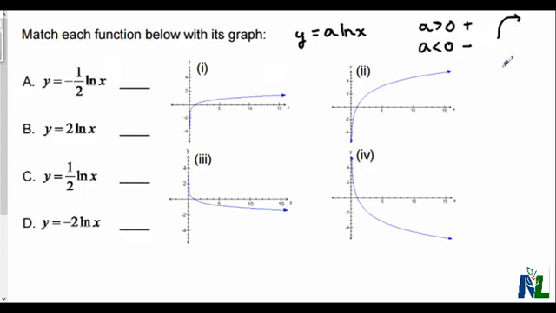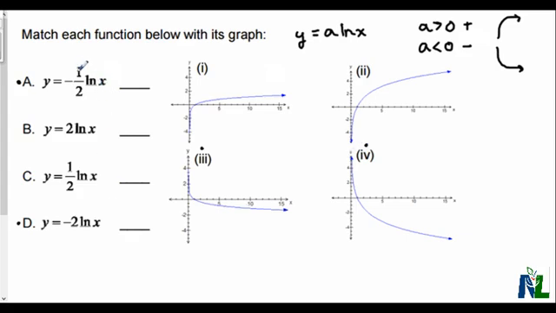If we have a negative a value, then the logarithmic function is going to start in quadrant 1 and decrease as it moves towards quadrant 4. And again, turning the same way, but almost like a reflection of the positive log graph. So looking at my 4 options here, I can see I've got 2 negative graphs. I've got a negative 1/2 ln x, and I've got a negative 2 ln x. So those would be paired with either graph 3 or graph 4.